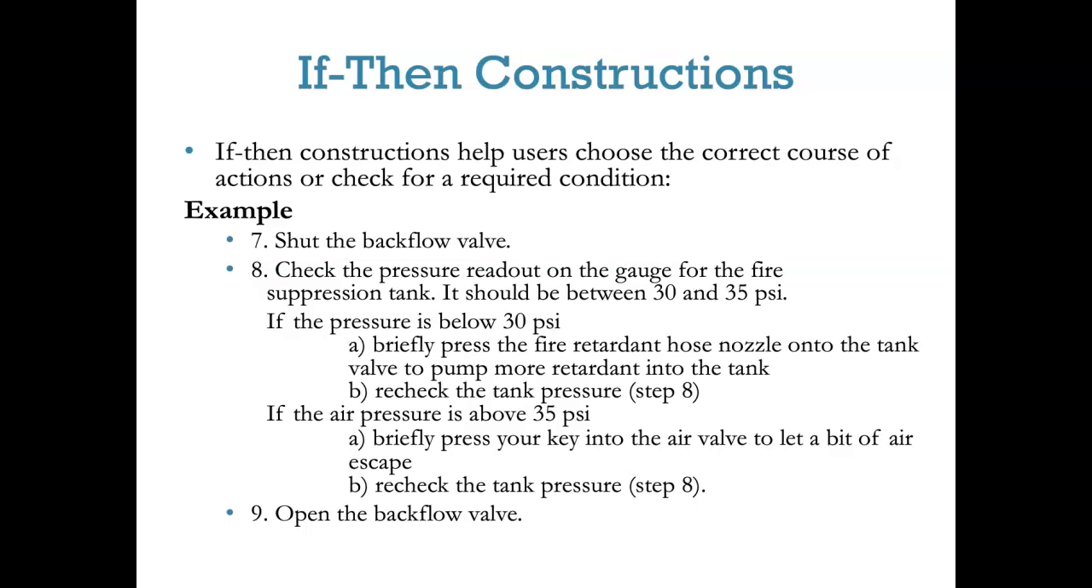If the pressure is below 30 psi, A. Briefly press the fire retardant hose nozzle onto the tank valve to pump more retardant into the tank. B. Recheck the tank pressure. If the air pressure is above 35 psi, briefly press the key into the air valve to let a bit of air escape. B. Recheck the tank pressure. 9. Open the backflow valve. So you have some if-then scenarios.